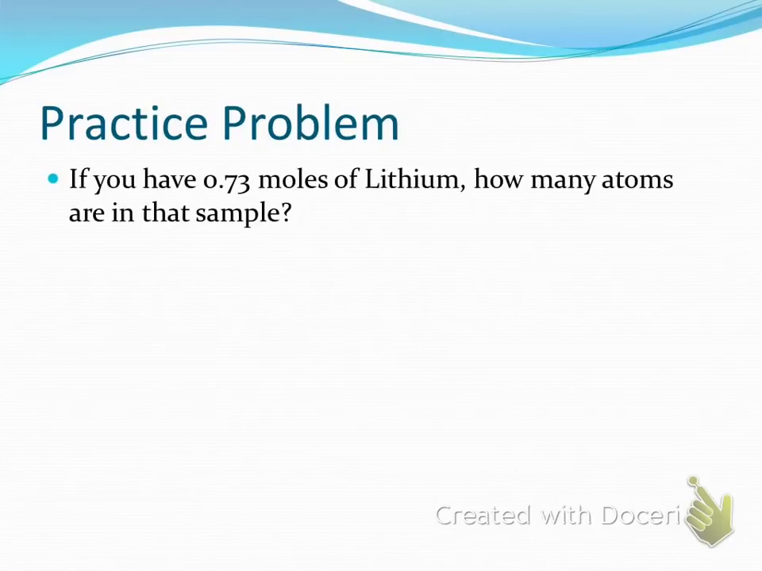So lots of different units to identify the same amount of substance. Okay, if I have 0.73 moles of lithium, how many atoms are in that sample? So how many individual lithium atoms are found in this sample that has 0.73 moles? It's still a T-chart. We're still going to do the exact same thing. And we're going to start with what we know.